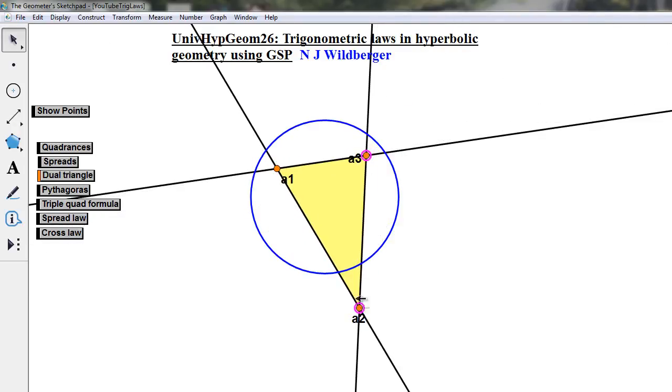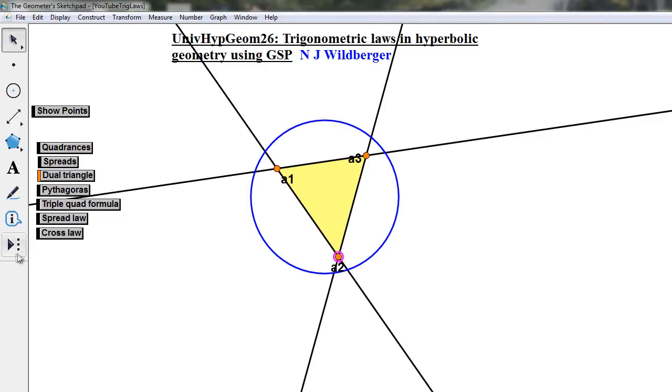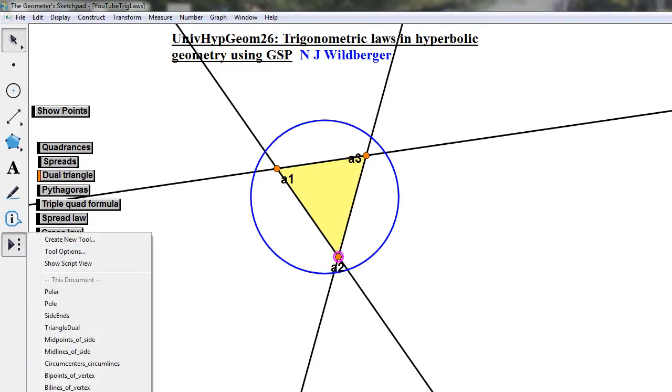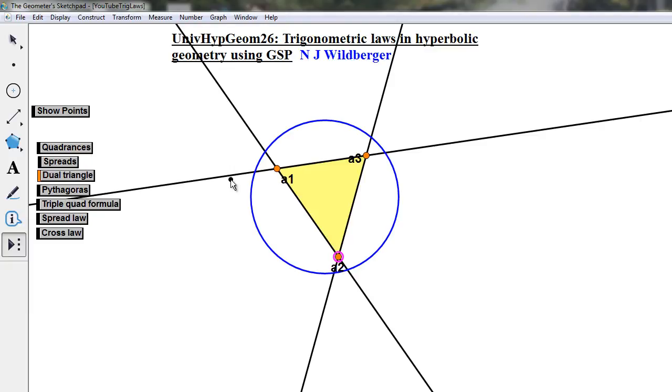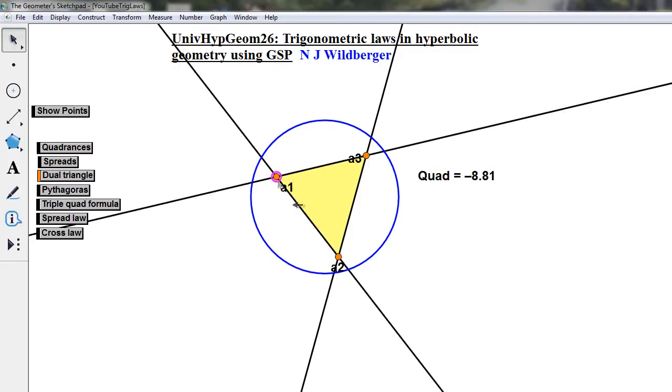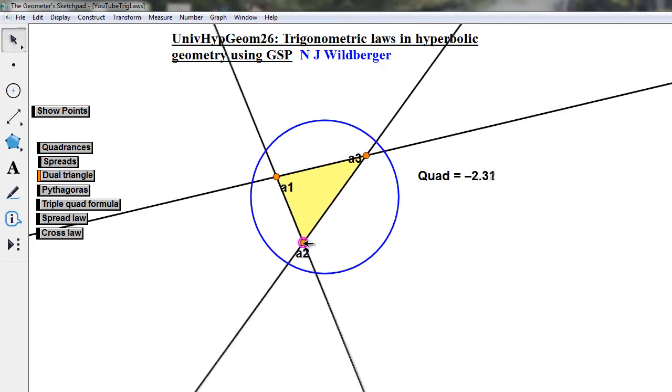This is a custom tool that I've created. It's over here, a little bit below your view. I'll get the quadrance tool, and now we can measure quadrance by clicking on any 2 points. Let's click on A1 and A2, and we see that the quadrance comes up, and it happens to be minus 11.51. If we move A1 and A2 around, this quadrance is changing.